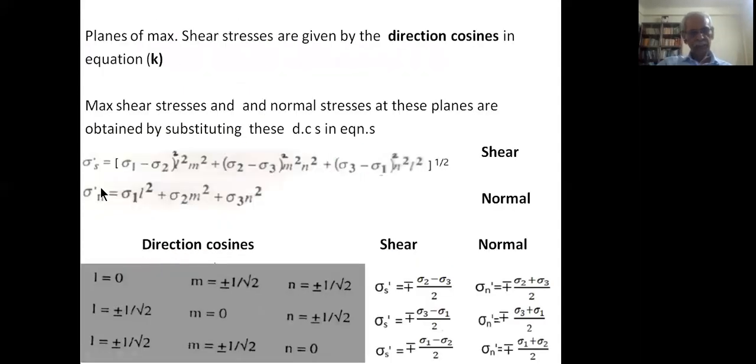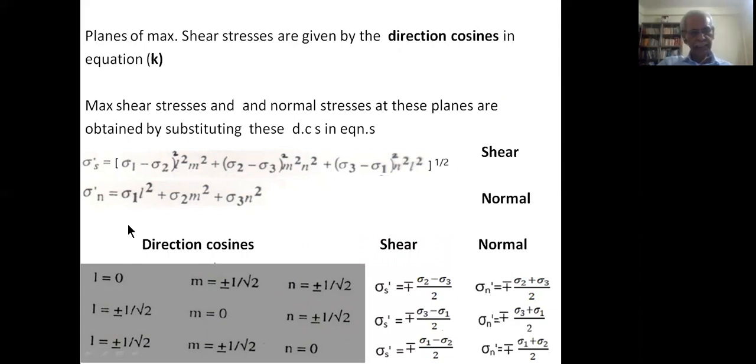So we have got sigma S dash equal to (sigma 1 minus sigma 2) squared L squared M squared, (sigma 2 minus sigma 3) squared M squared N squared, plus (sigma 3 minus sigma 1) squared N squared L squared, whole to the power half. It's very easy to remember. There is a sequence: sigma 1 minus sigma 2, L, M; sigma 2 minus sigma 3, M, N; sigma 3 minus sigma 1, N, L. And they're all squared and then taking the root of it.